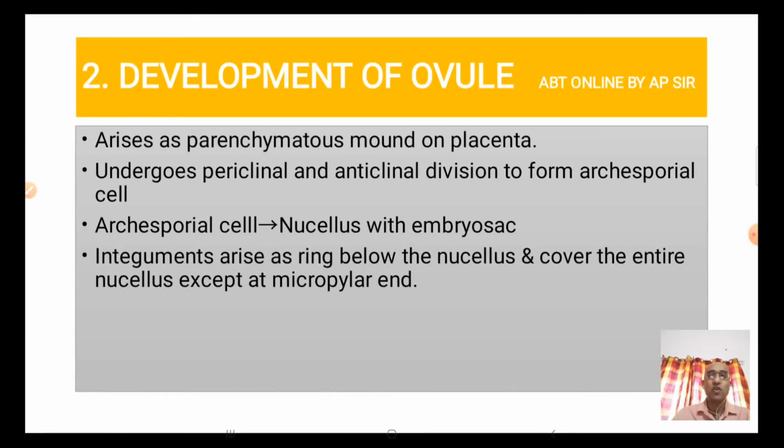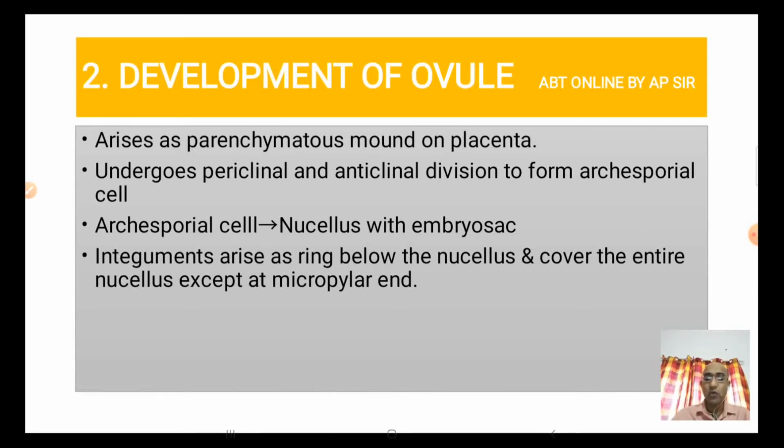That means a group of parenchymatous tissue is present which gives rise to the ovule. Now this parenchymatous tissue undergoes periclinal and anticlinal division to form archisporial cells. Got it? Now this archisporial cell undergoes further division to form the nucellus, nucellus containing the embryo sac.